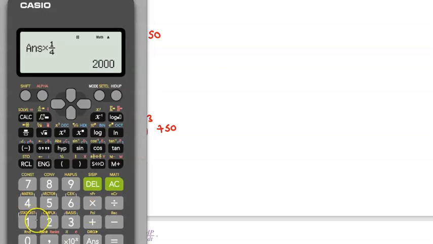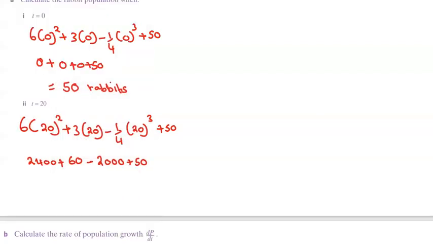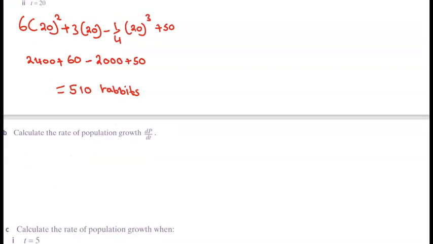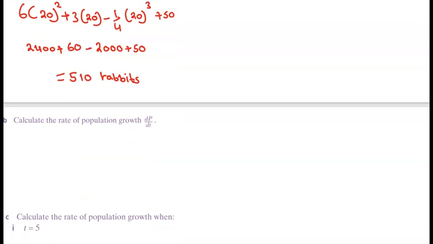That way, you can add them all together with or without the use of your calculator. So we have 2,400 plus 60 minus 2,000 plus 50, we're going to get 510 rabbits. Good. So we now go to the next part.